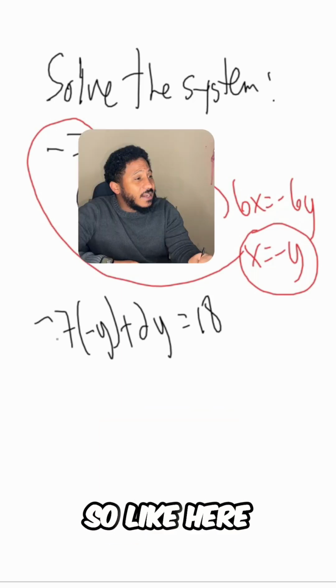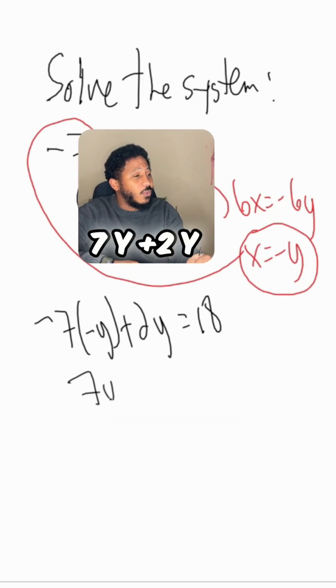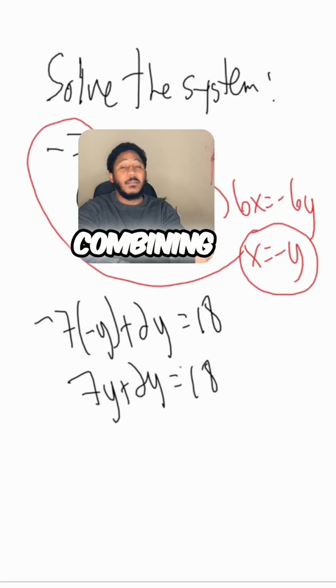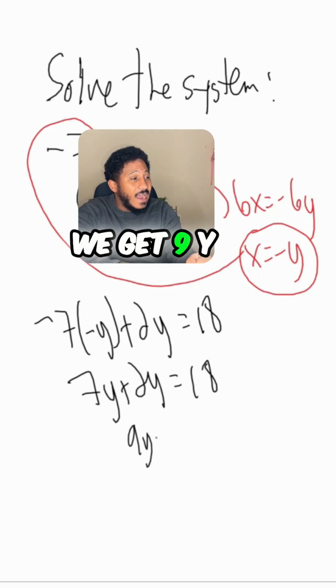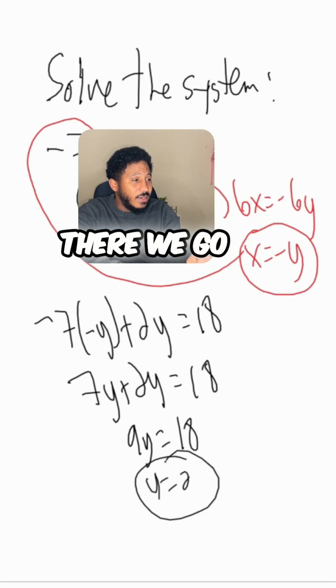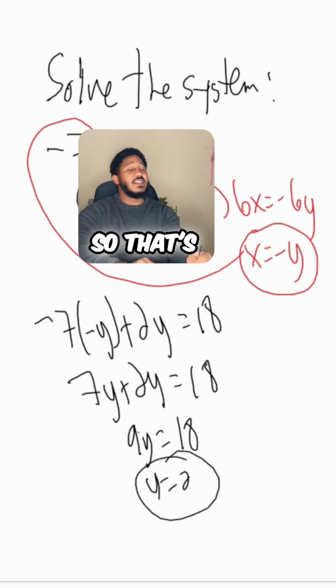Okay, so like here, negative 7 times negative y is 7y, plus 2y equals 18. Combining like terms, we get 9y equals 18. Divided by 9, y equals 2. There we go. And then we find the x, so that's the y.